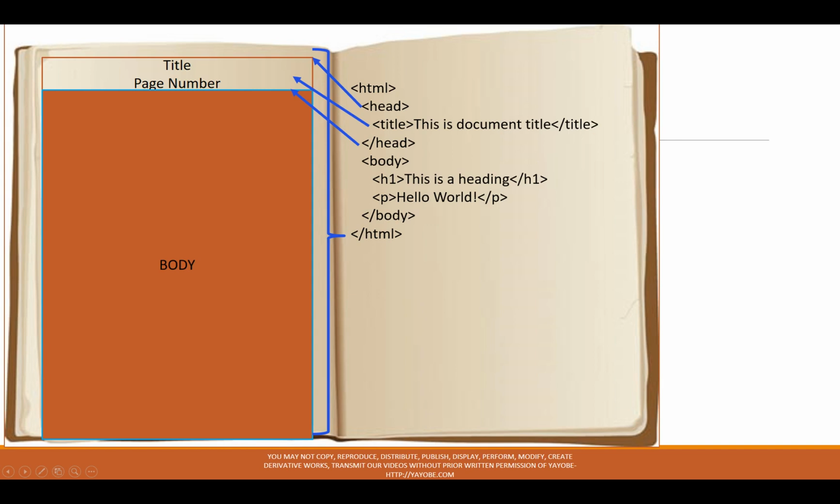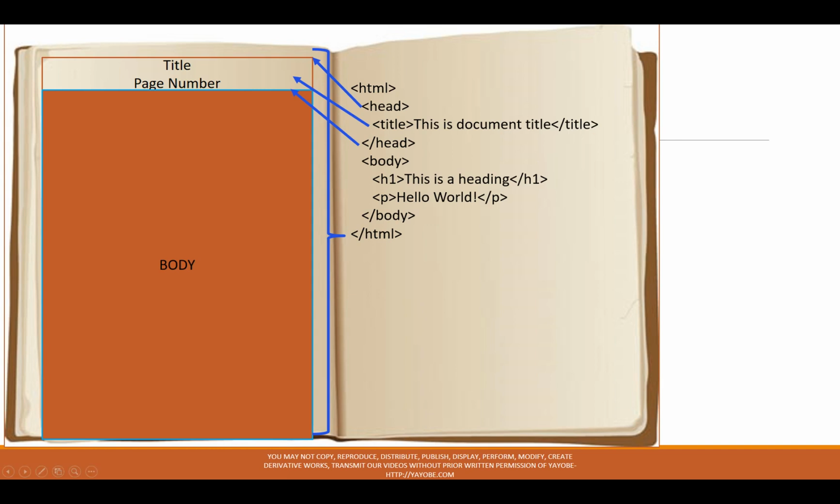Now, these are called tags. The elements are body, head, HTML, title. These are called elements. I will explain that to you later. Okay. Now, once you write this, save the file with an HTML extension.